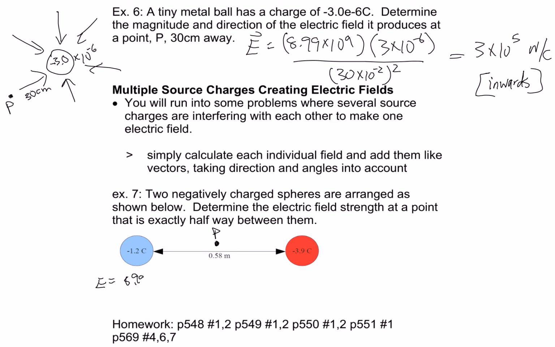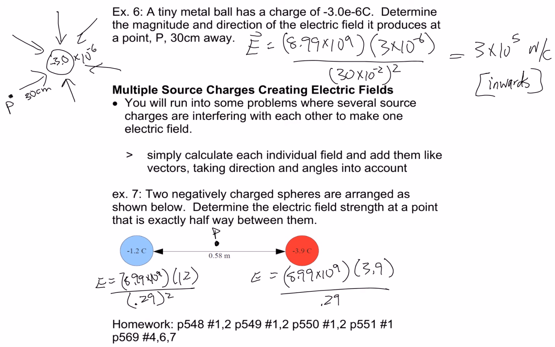So we'd have 8.99 times our 1.2 divided by, and our distance would be half of 0.58, so that'll be 0.29. Square that. And then we'd also do the same calculation for the other side. So we'd have our 8.99 again. This time our source charge is 3.9, and we're going to divide it by 0.29 squared again. So we don't have to worry about directions, just like we did before. That's why we're doing absolute values. We just want to figure out the electric field, and then we'll combine them just like we would with vectors.